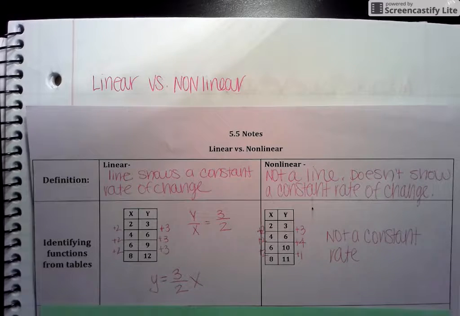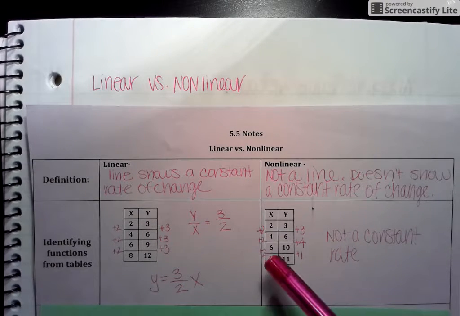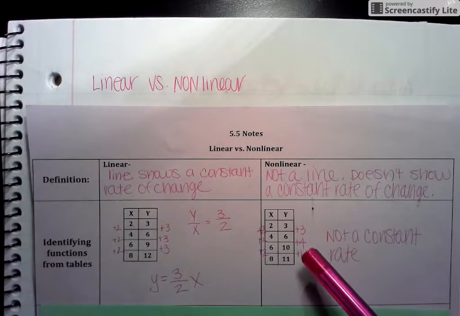So if you notice that, you want to look at your table and identify if it's going up by the same amount on both sides, then it's going to be linear. If it's going up by different amounts on either the y side or the x side, then it's not a constant rate.